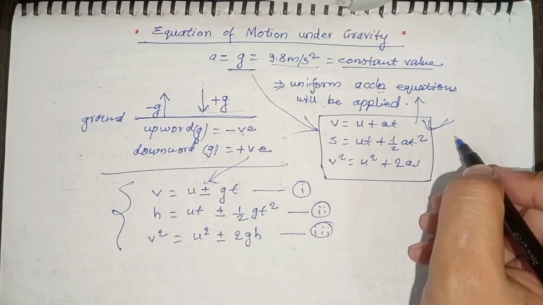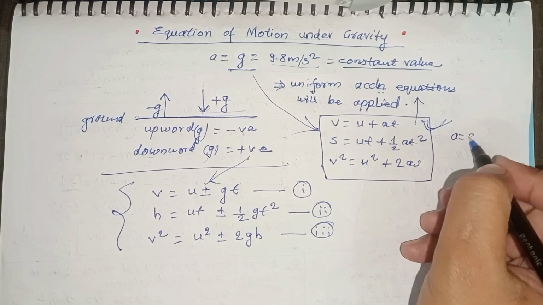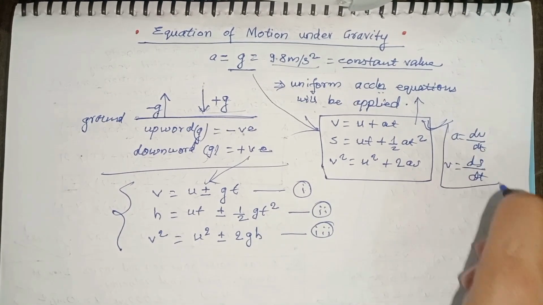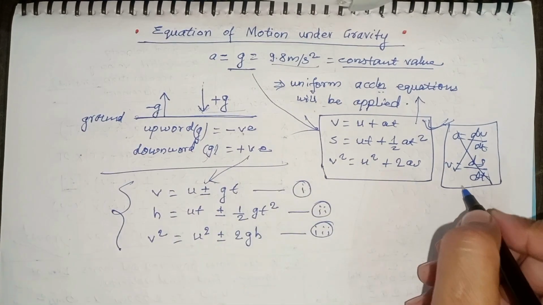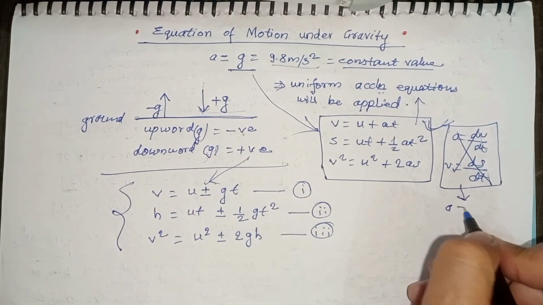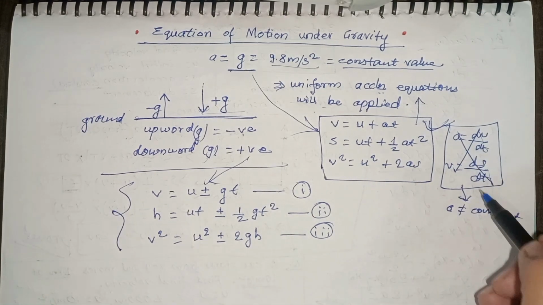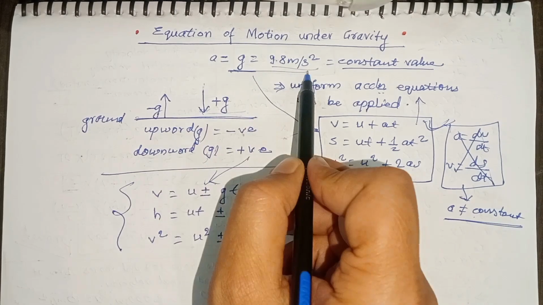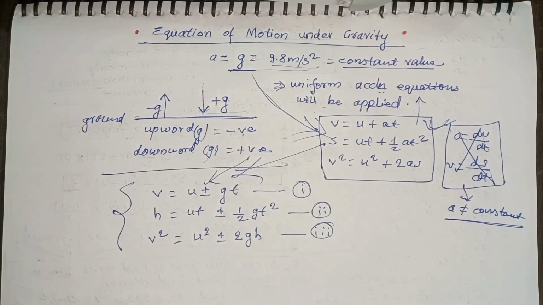Some more equations we have already studied: a equals dv by dt, v equals ds by dt. These are not applied here, because these differential equations are applied when acceleration is not constant. But here acceleration is constant, so the uniform acceleration equations will be applied and we get the result.